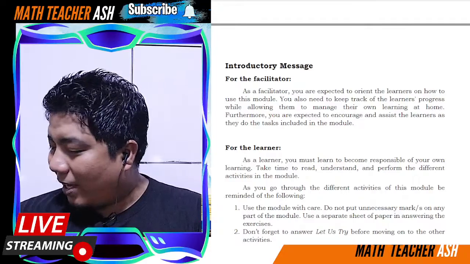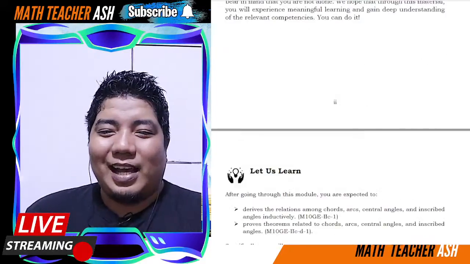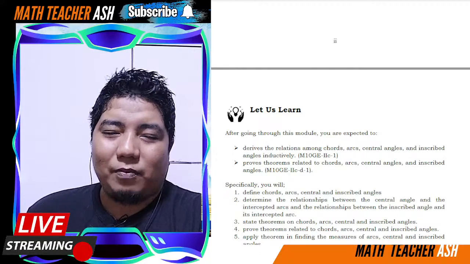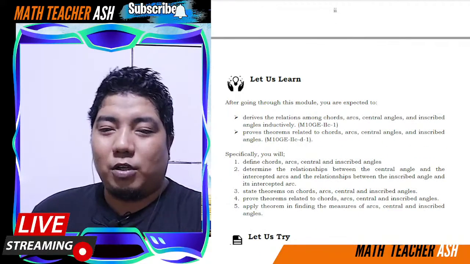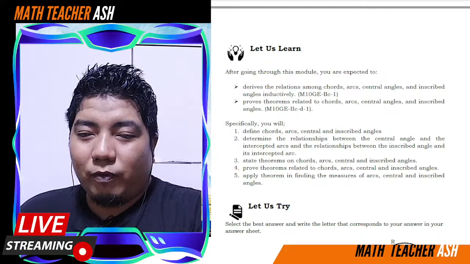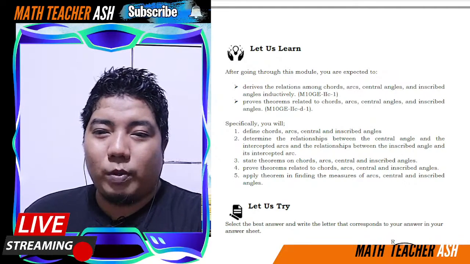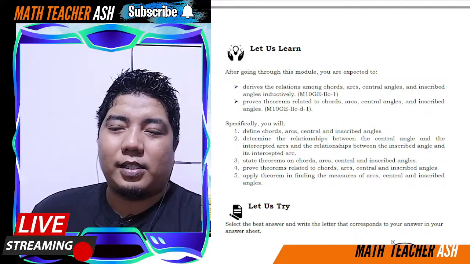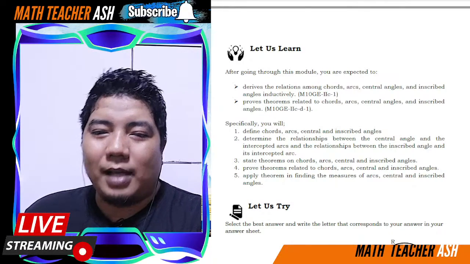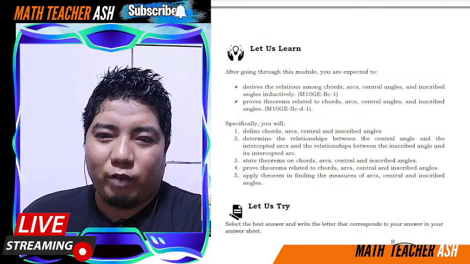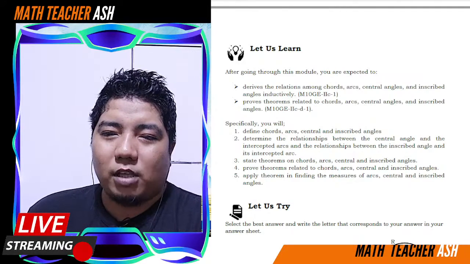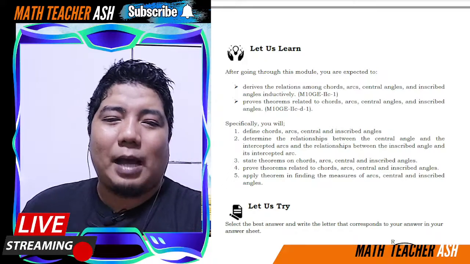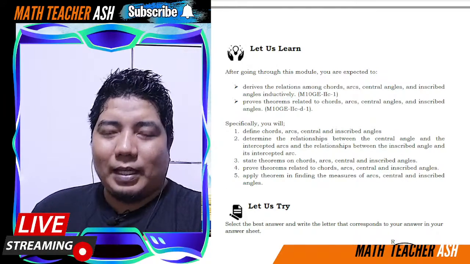Alright, okay. So, let us start na nga. And for the fifth page, that is the start of the module itself. You will know the objectives of this module. So, let us read the modules. So, for this module or for this discussion, we will derive the relationship among chords, arcs, central angles, and inscribed angles. We will also prove theorems related to chords, arcs, central angles, and inscribed angles. Technically, my dear math learners, napakadali lamang ng topic na ito.